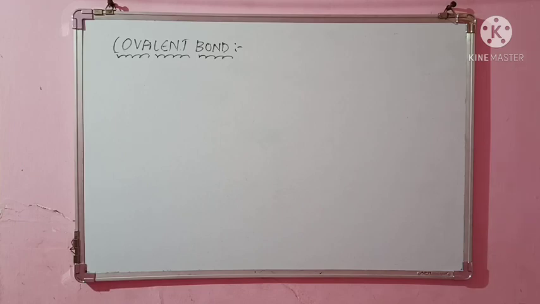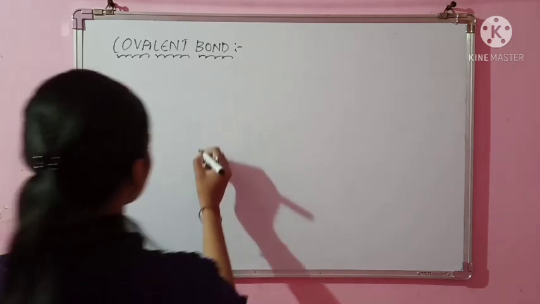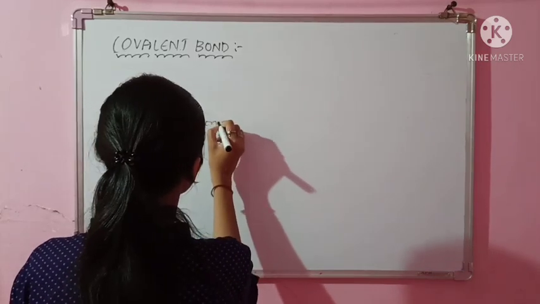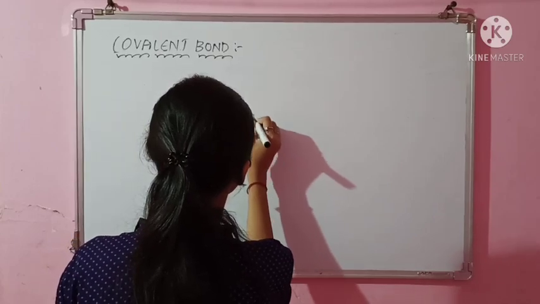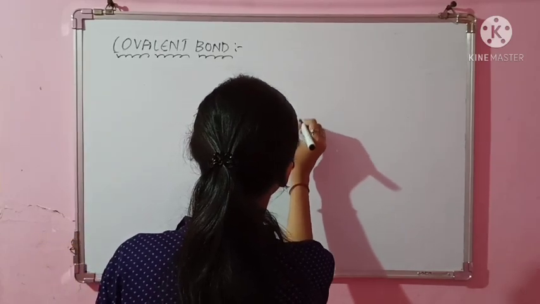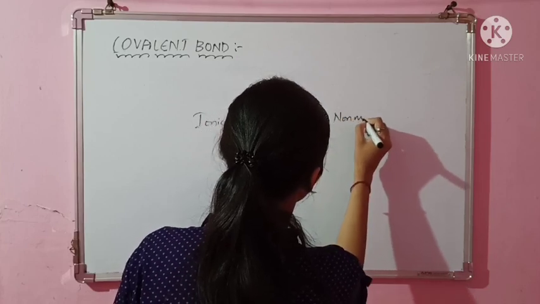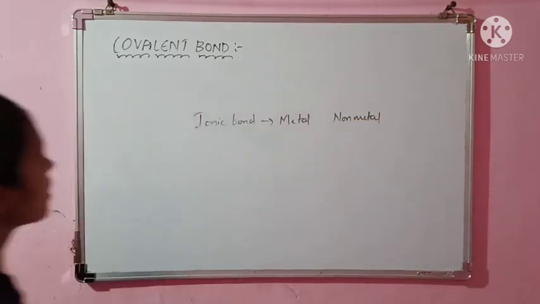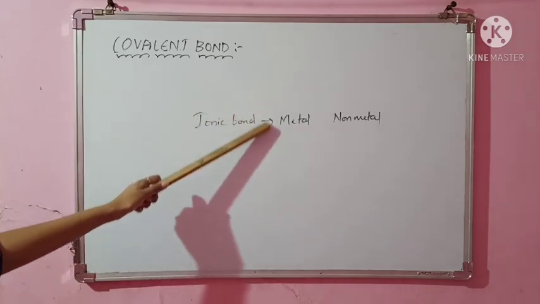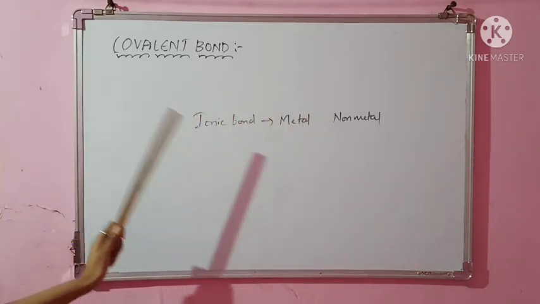So you have already studied that ionic bonding is between a metal and non-metal. Ionic bonding will always be between metal and non-metal. This you have studied, isn't it? So ionic bond means the force of attraction between the metal and non-metal is considered to be ionic bond.